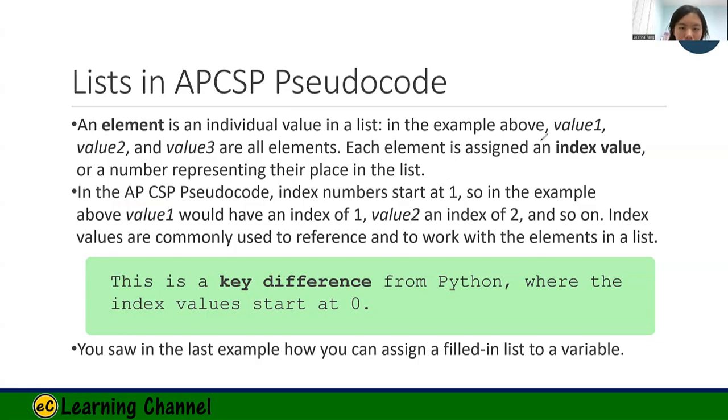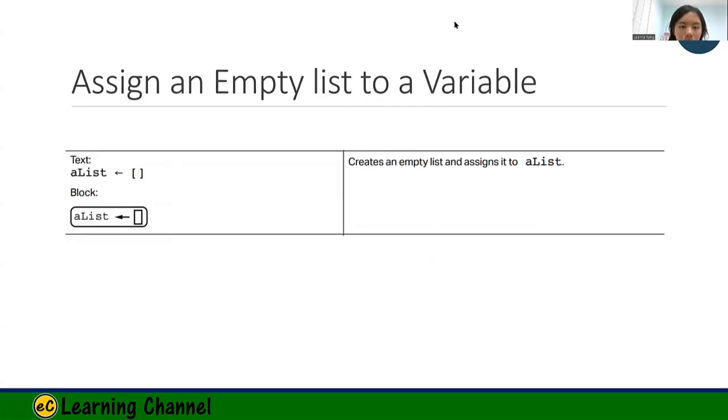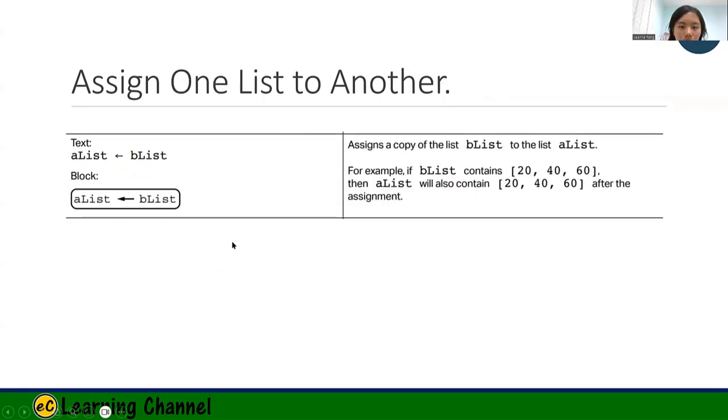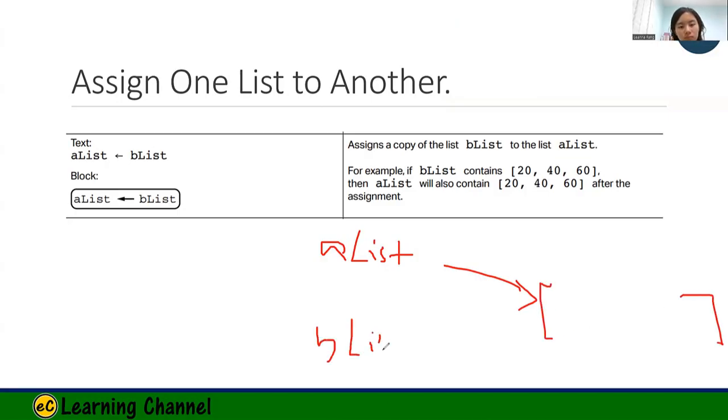So they are indexes and they are elements. If you see empty brackets, that means this list is empty, nothing in there. If you assign B list to A list, then A list is pointing to the same array that B list has. These two share the same data. Okay, is that okay?